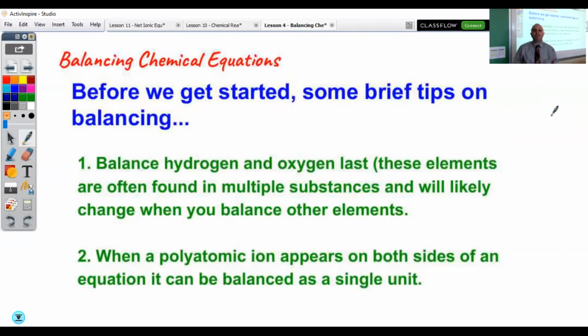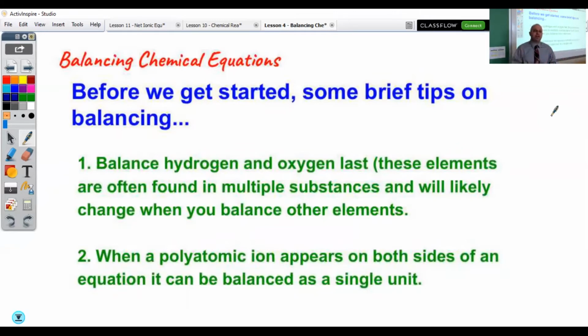Now, I'm going to offer 2 recommendations for balancing reactions. So the first one is to balance hydrogen and oxygen last. They are often located in multiple spots in a chemical reaction, and it's very difficult to balance them correctly if you start with them. So by waiting to the end in order to balance hydrogen and oxygen, you balance some of the other materials and it works itself out. It's not 100%, but that's often the case.